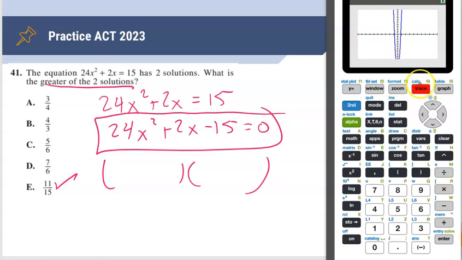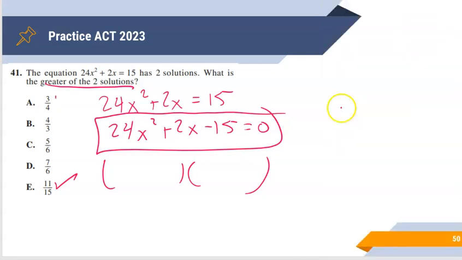So to figure out if it works, I press the trace button, and I type in 11 divided by 15. And let's see if the answer is 0. It's not. I could try again. Let's try 7 over 6. Y value is not 0. Let's try 5 over 6. That's not 0. Let's try 4/3. That's not 0. Let's try 3/4. Hey, that answer is in fact 0. So that does work out. So the answer should be 3/4.